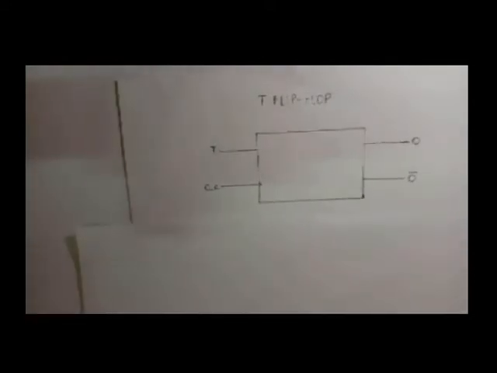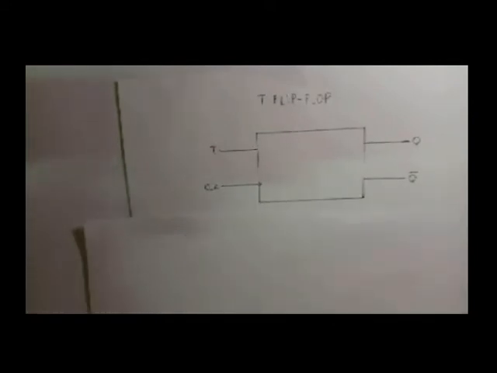So next, I'm going to show you the logic symbol of the T flip-flop. So this Q is the output, and this one is the inverted output. This T means the toggle, and this CLK means the clock. So next is the logic diagram. The J and K are connected so we can have the T or toggle flip-flop. And this connection is the clock.